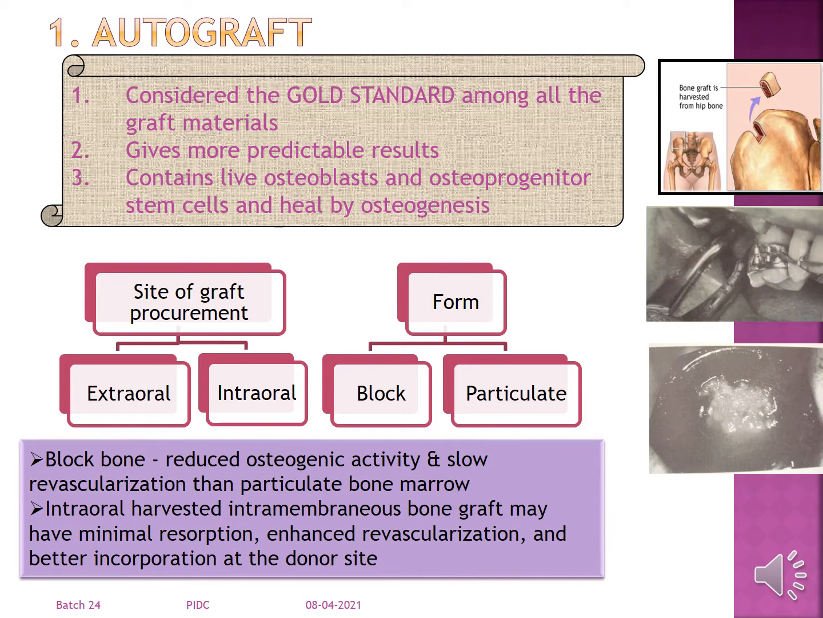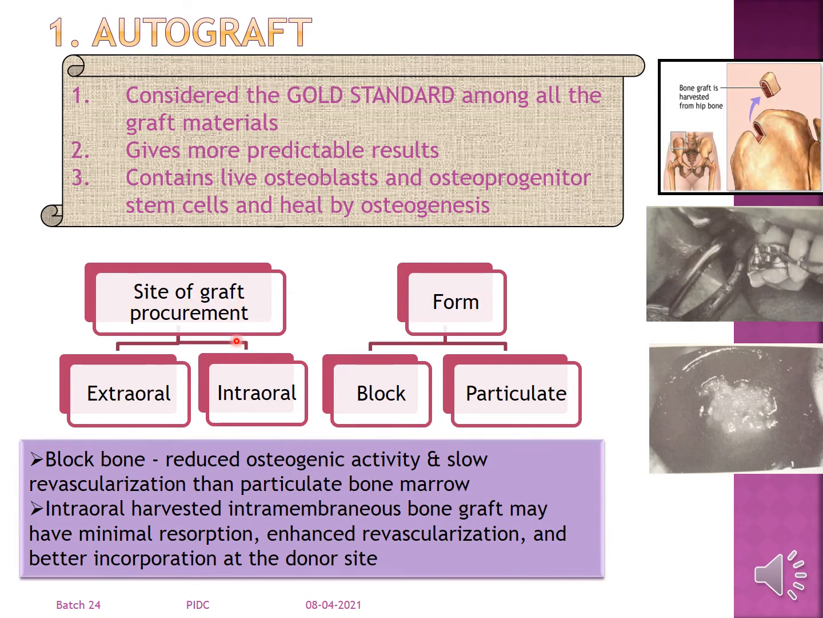Autografts are considered to be the gold standard among all the graft materials because they give more predictable results, and they contain live osteoblasts and osteoprogenitor cells, and heal by osteogenesis. Which means that this particular bone graft has the ability to form bone by itself. It has been classified based on the site of graft procurement and the form in which it is procured.